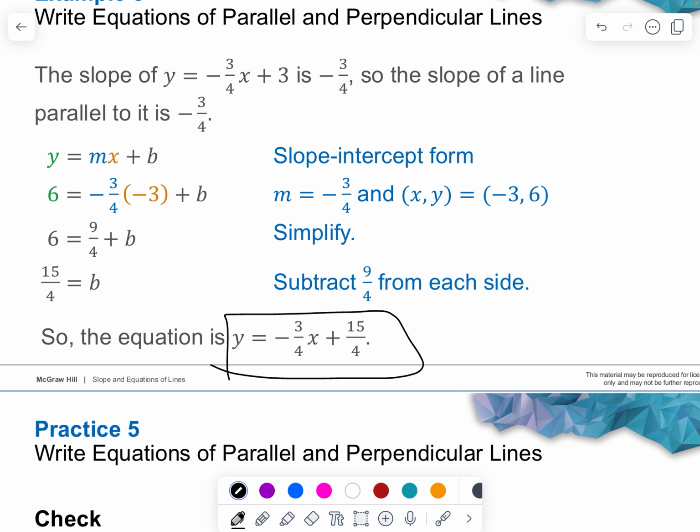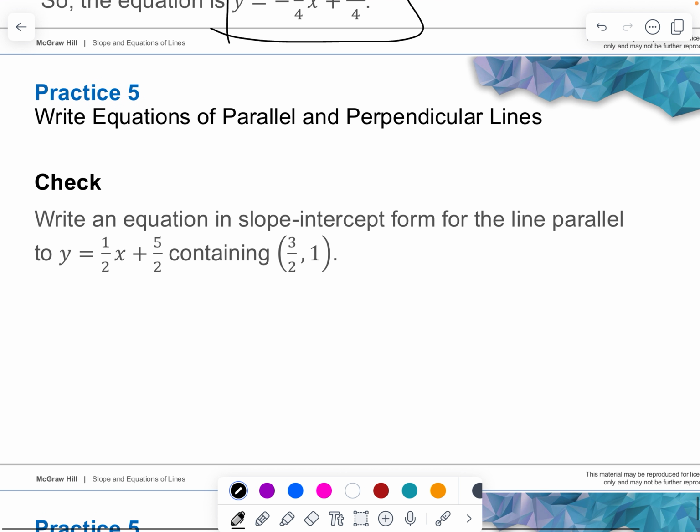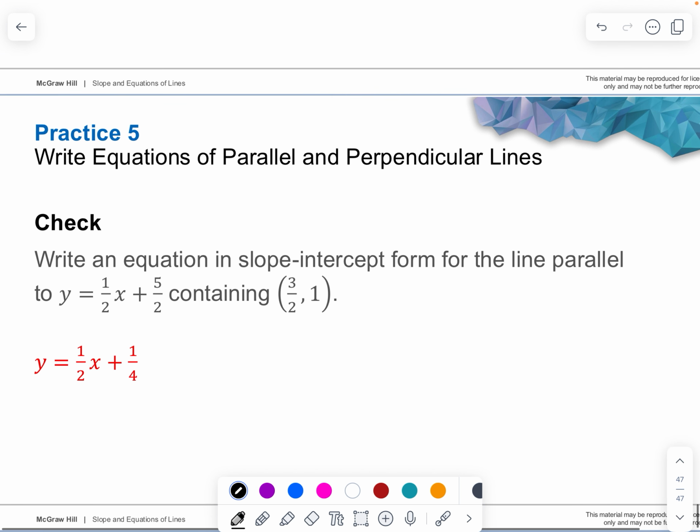Okay. You will have to probably deal with fractions because those slopes are in fractions. All right, let's see how you do now. Go ahead and try practice 5. Pause me, take a shot. Did you come up with y equals 1/2 x plus 1/4?